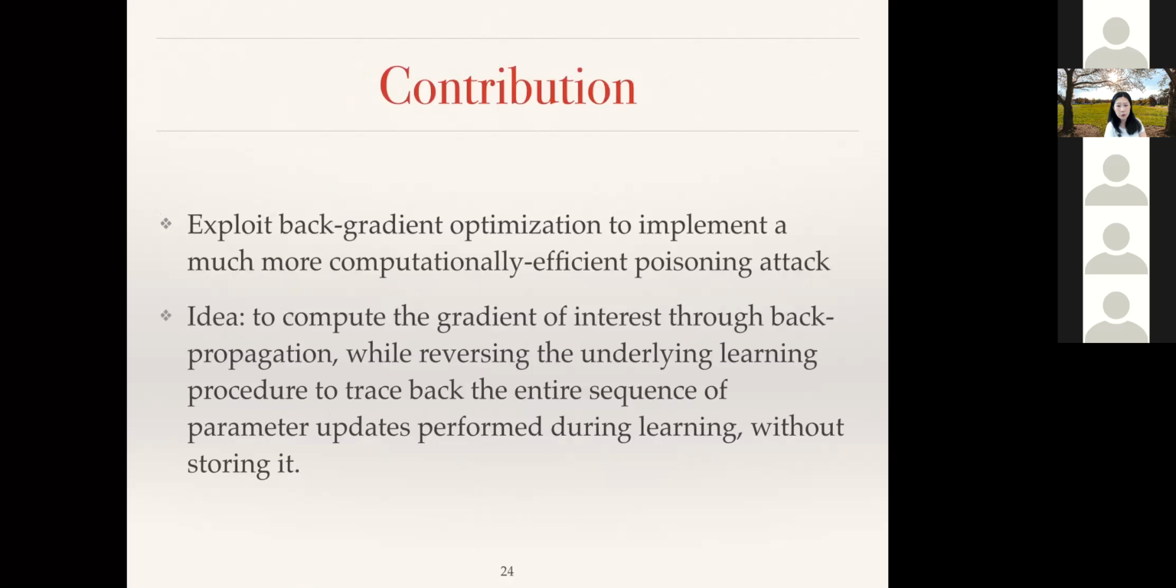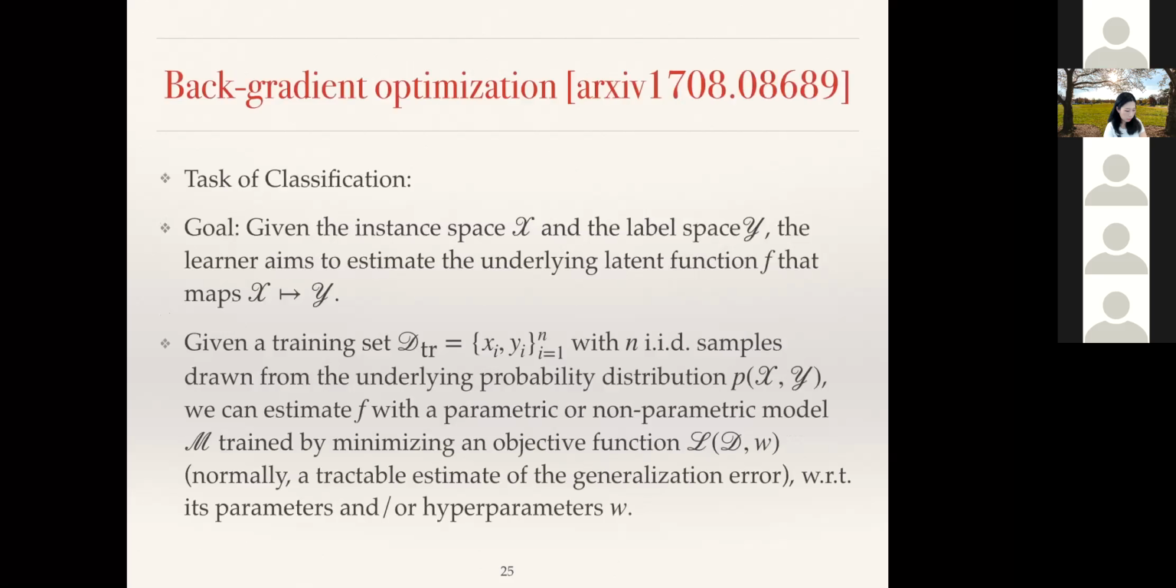So the contribution of this paper is to exploit back-gradient optimization to implement a much more computationally efficient poisoning attack. The idea is to compute the gradient of interest through backpropagation, while reversing the underlying learning procedure to trace back the entire sequence of parameter updates performed during learning without storing it. But I want to introduce the ideas more concretely.